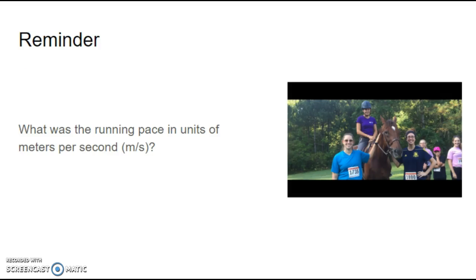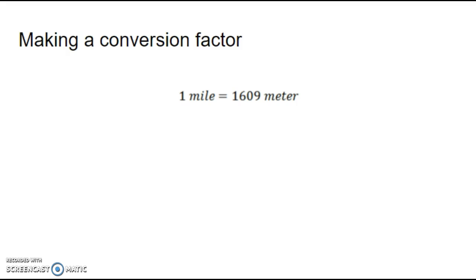So we now have the total time that I ran, but now I'm looking for the distance that I ran, and I'm looking for that in a unit of meters. Since we know that I ran 13.1 miles, I need to convert from miles to meters, and we can make a new conversion factor. We know, or Google can help us, we can Google this, that 1 mile is equal to 1,609 meters.